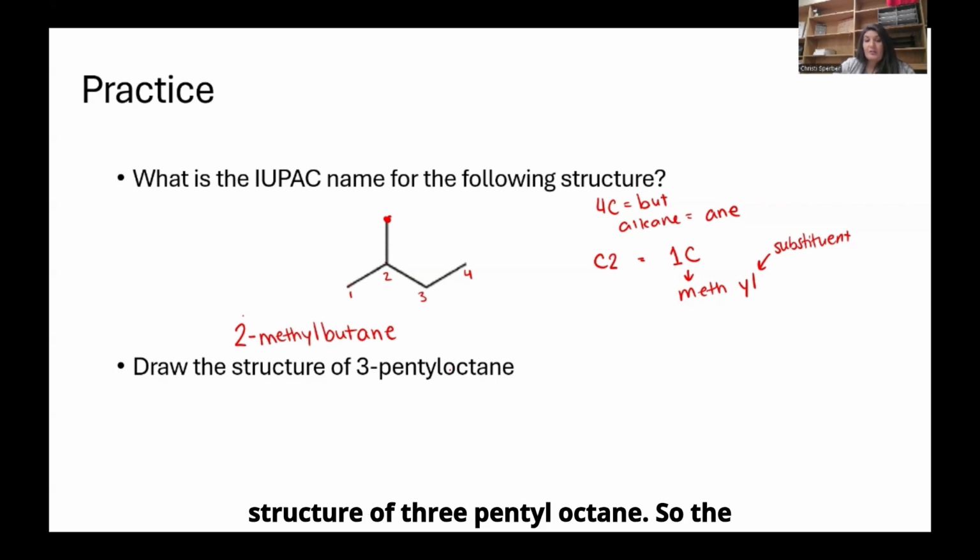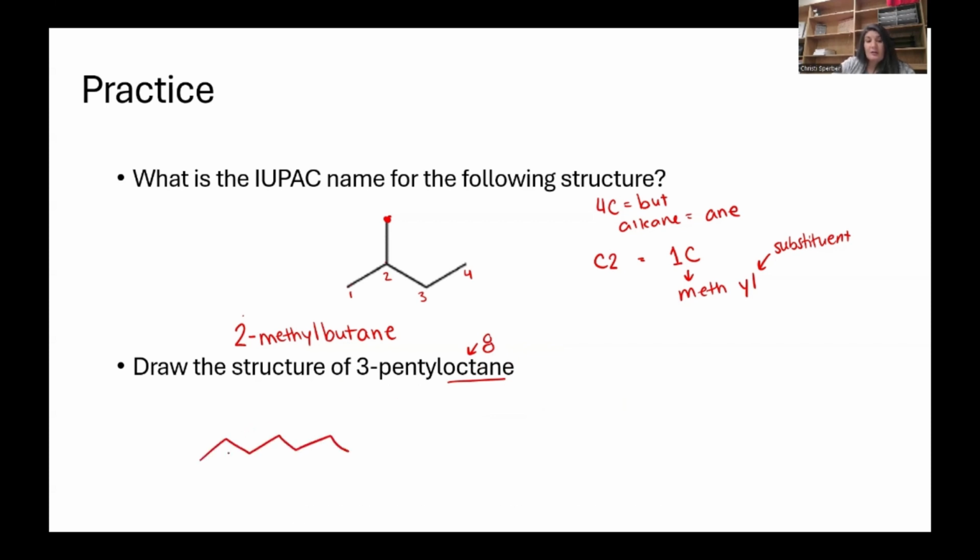Draw the structure of 3-pentyl octane. So the first thing I'm going to do is I'm going to draw my zigzag conformation of octane. Oct is 8. Ane means that it's an alkane, so only carbon single bonds. So this is 1, 2, 3, 4, 5, 6, 7, 8.